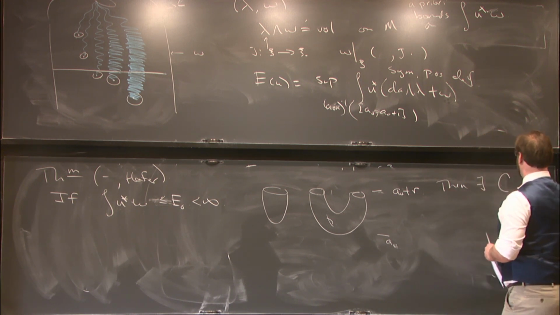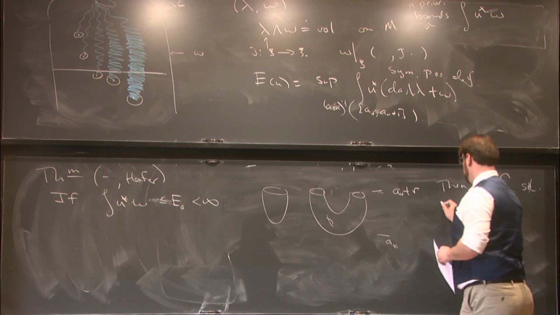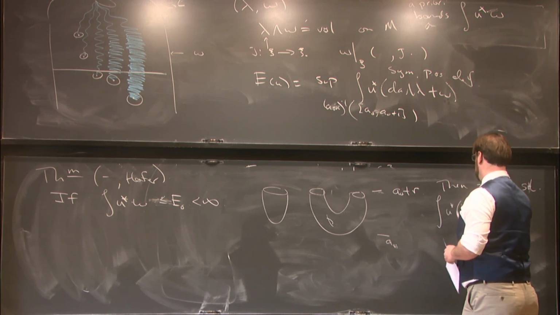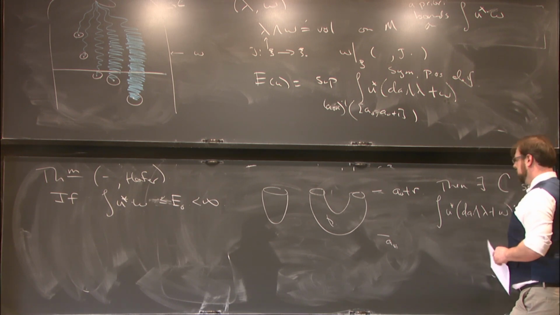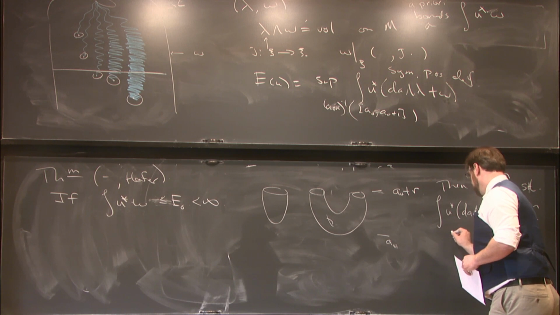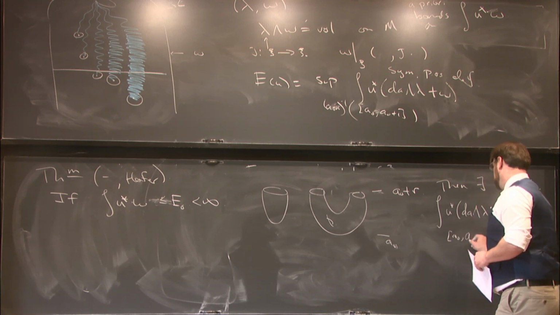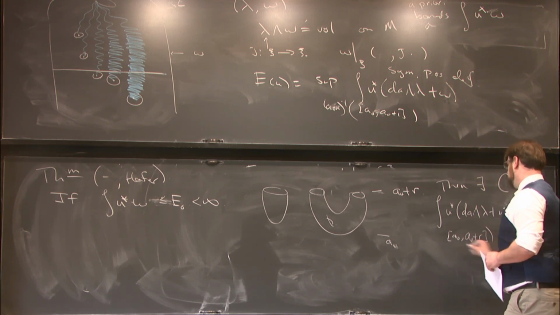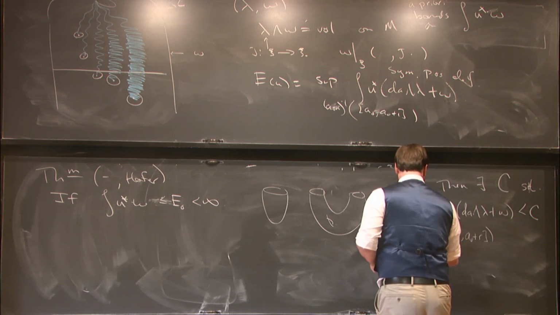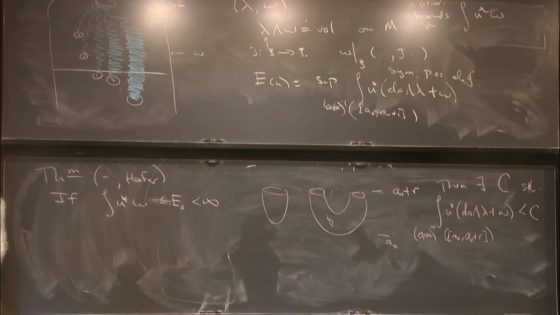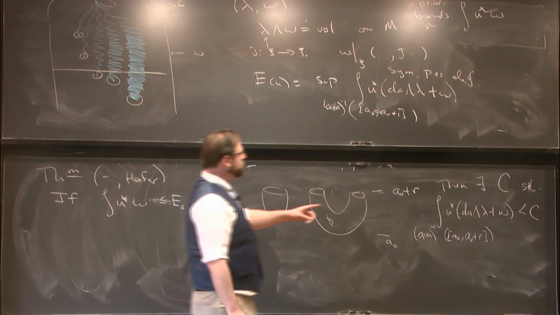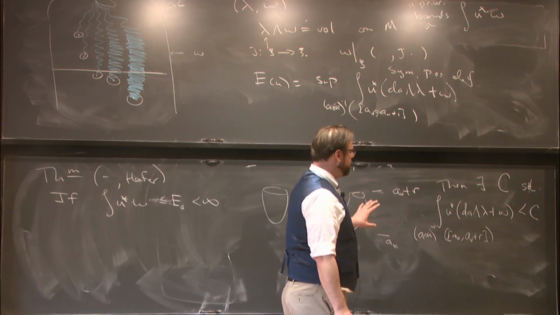Then there exists some large constant C such that the integral of u star dA wedge lambda plus omega is less than C in this region, which is then A0 up to A0 plus R. And then I look at A inverse u on this quantity here. Right, so what am I saying? C depends on R. So yeah, C depends on R and all the ambient geometry.